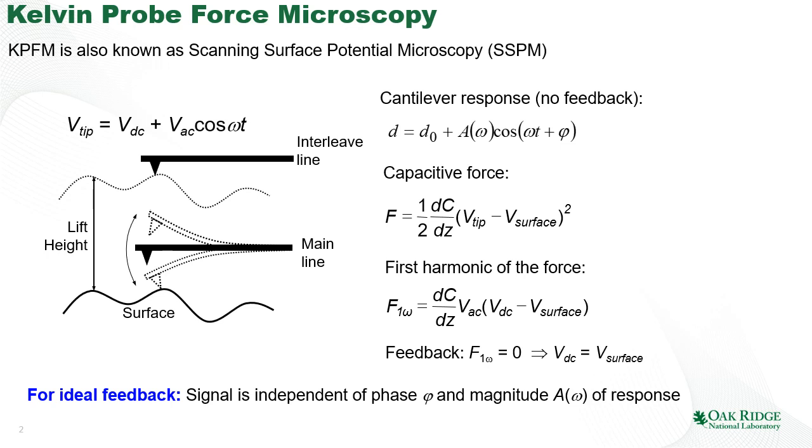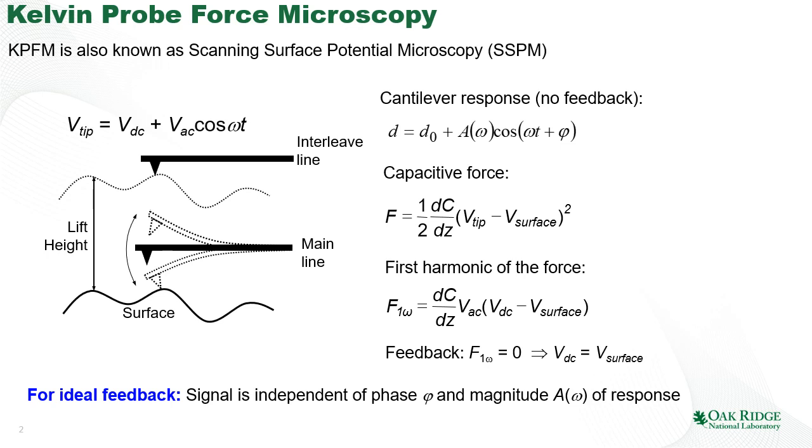Let's start with a very quick recap of how the KPFM works. KPFM is also known as scanning surface potential microscopy. Here we scan the surface using the AFM tip in tapping or contact mode. Then we lift the tip and retrace the surface potential, maintaining a constant separation. During this interleave line, we apply a periodic bias, having a DC component and an AC component, to the tip. This bias results in the capacitive force.